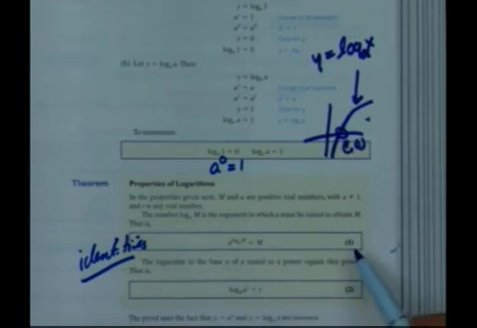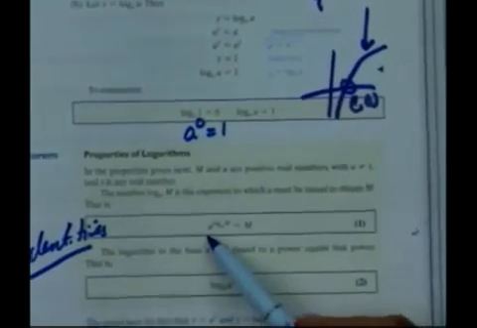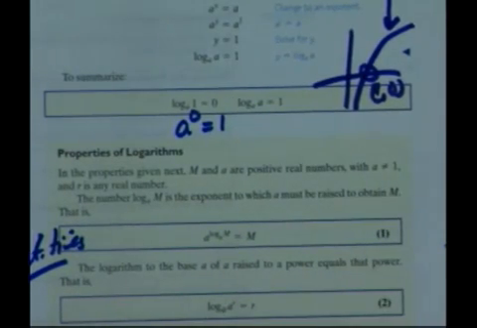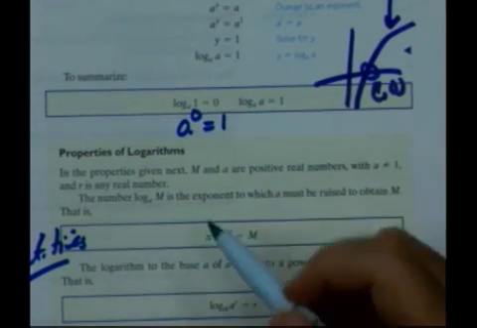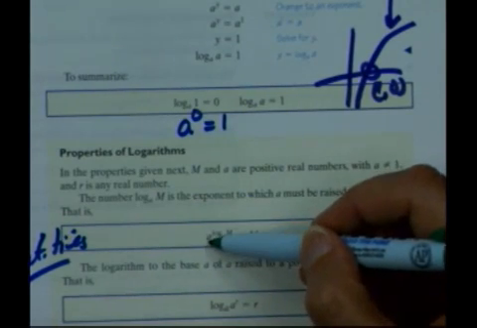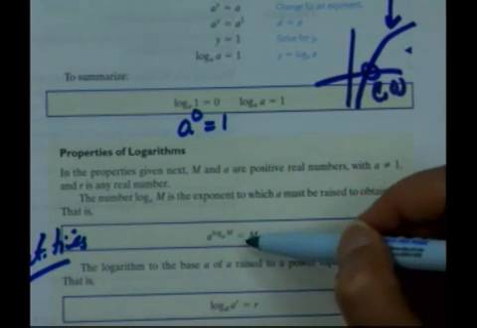Items 1 and 2 at the bottom of page 449, those are your identities. It has to be a to the log base a of something. Let me point out again, just so you're careful on this: if there were a 3 right in front of that log part, like a to the 3 log base a of m, that is not fitting that identity.